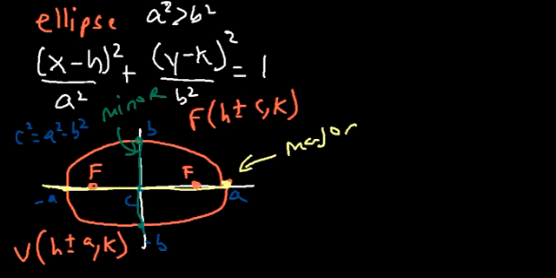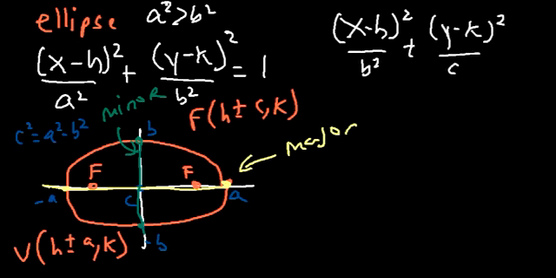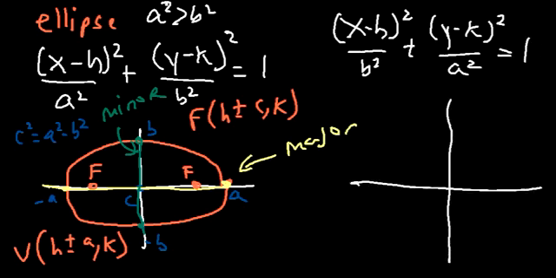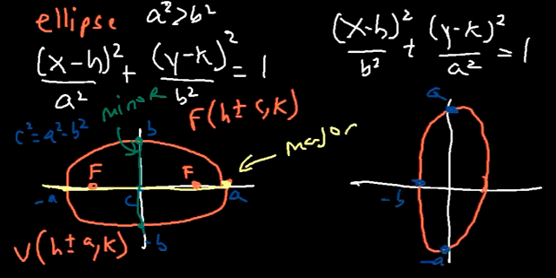And if you have the other version where you have x minus h squared, but let's say b is under x, and y minus k squared, where a is under y, this ellipse is going to be elongated. It's like a vertical ellipse. It's going to look like this. So this is a, this is negative a. This is negative b, that's b.